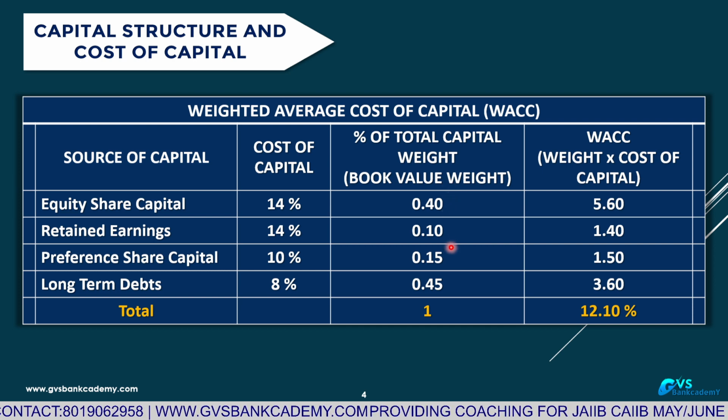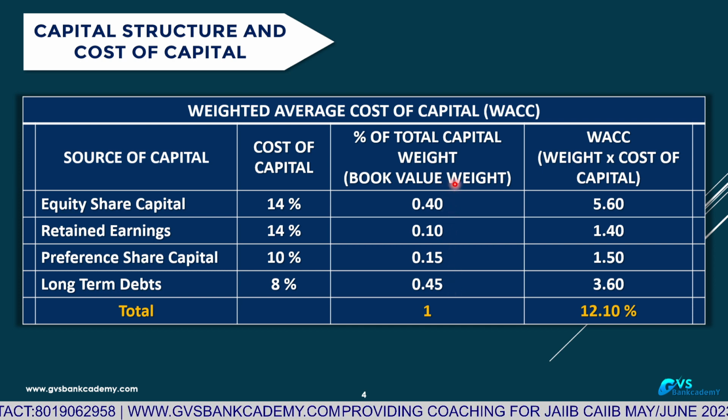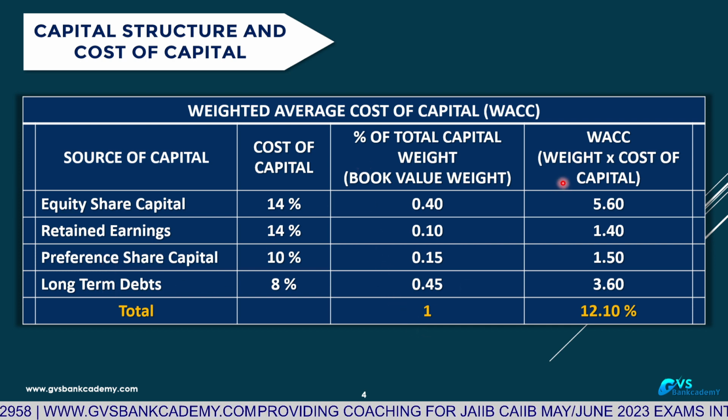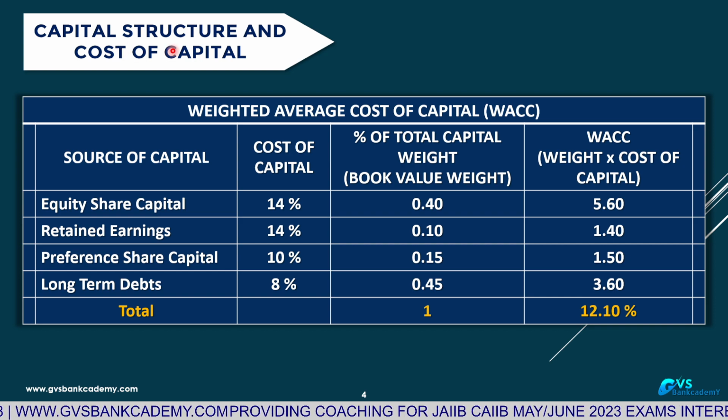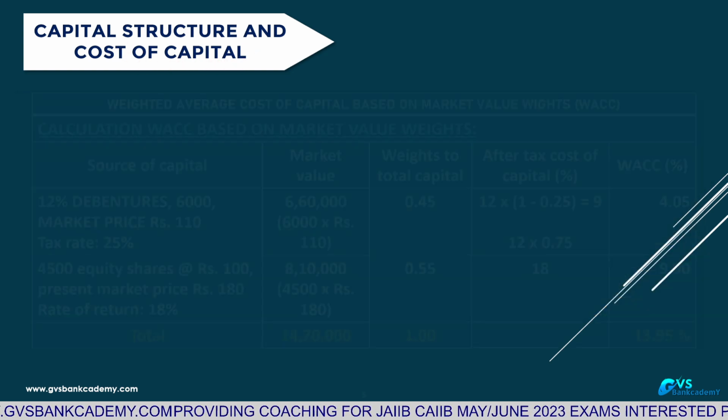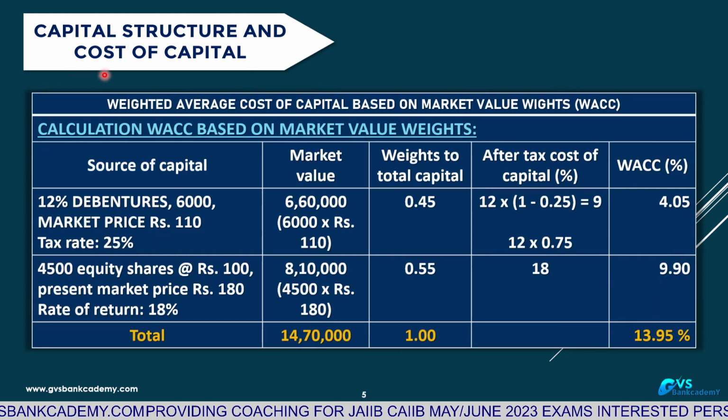This is how we derived these values as per book value: the outstanding amount of capital, retained earnings, preferential capital, long-term loans. As per book value, we have taken the weighted average. This is capital structure and cost of capital. Problem number 3: weighted average cost of capital based on market value.